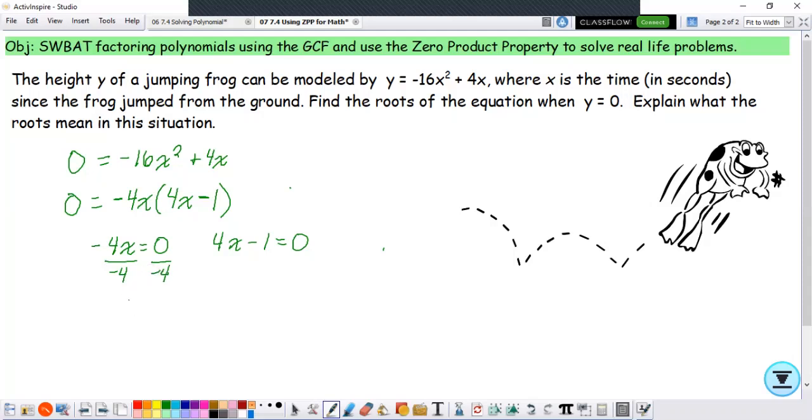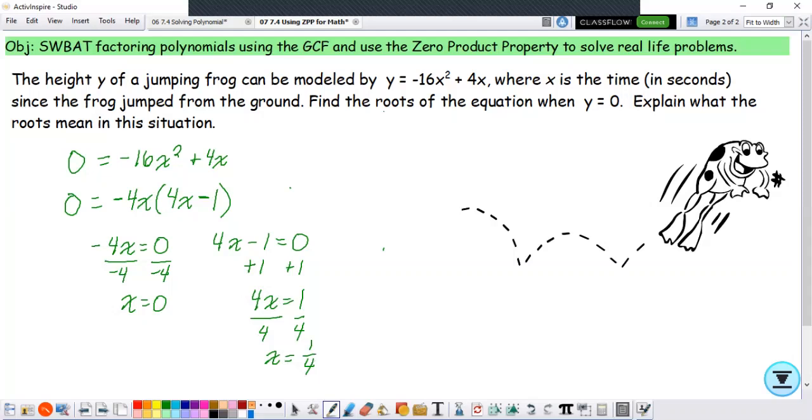So when we have negative 4x equals 0, we'll divide by negative 4 and x equals 0. And for the other one, we would add 1. So 4x equals 1, divide by 4, and x equals 1/4. So explain what the roots mean in this situation.